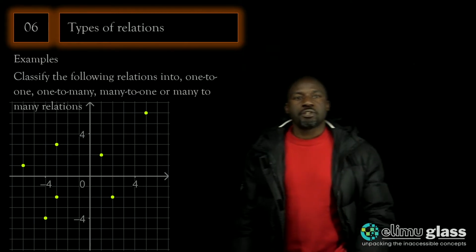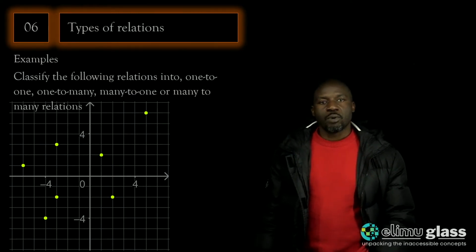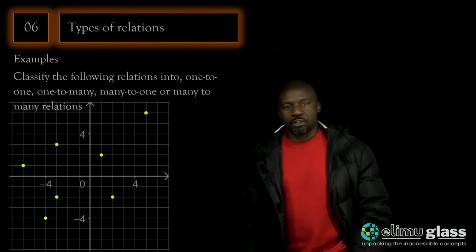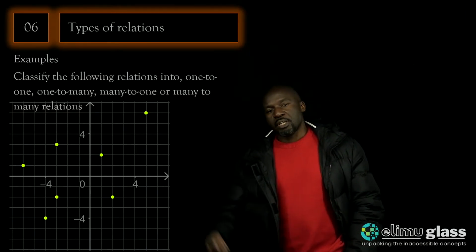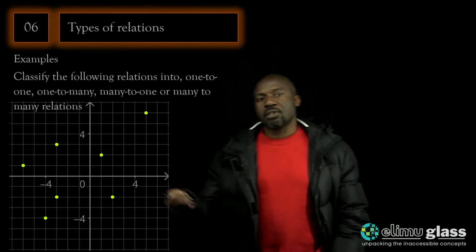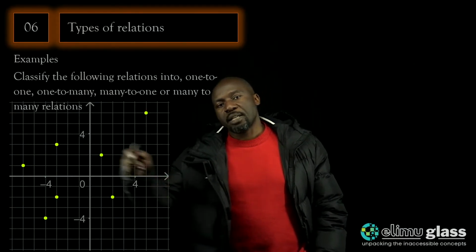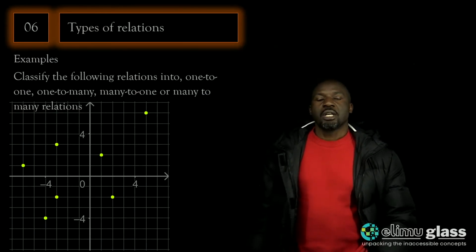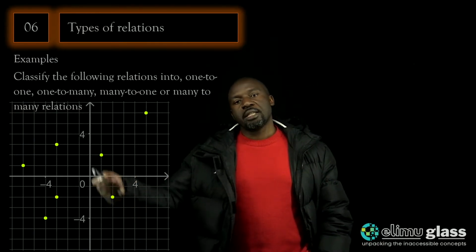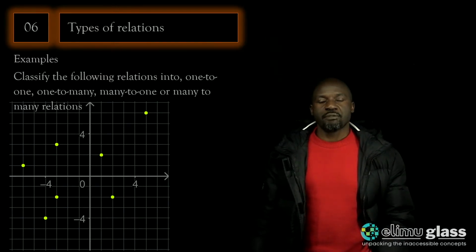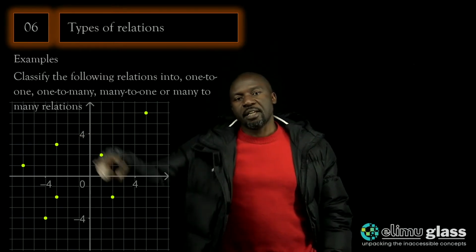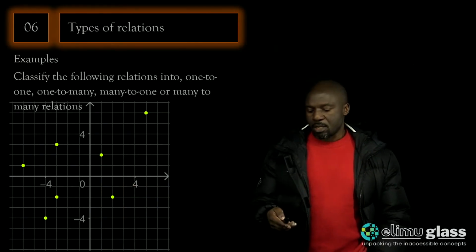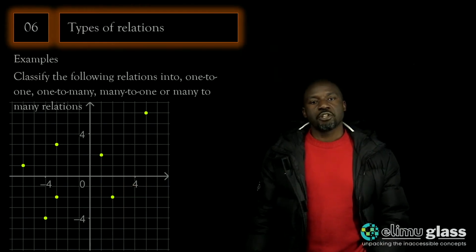Okay, here's another one. Classify the following relations into one-to-one, one-to-many, many-to-one, or many-to-many relation or mapping. So this time the relation is given not as ordered pairs as before, but as a graph. Eventually you can just look at it and see which one it is. It should be easy to see, but let's go a little more in a structured way.